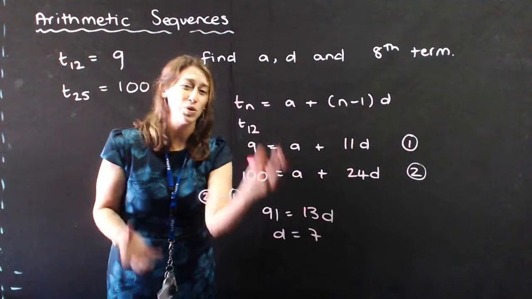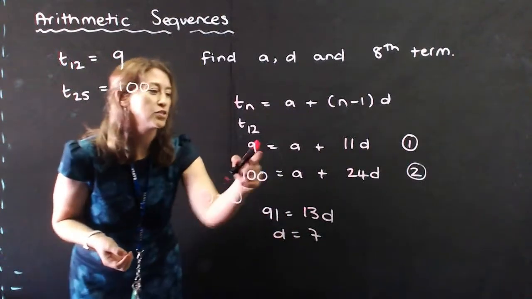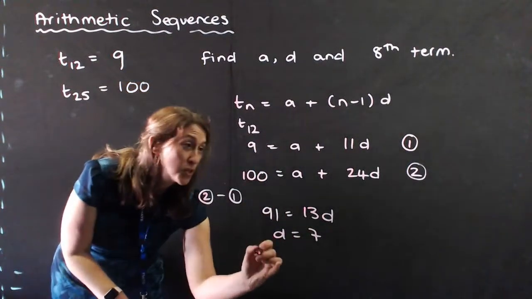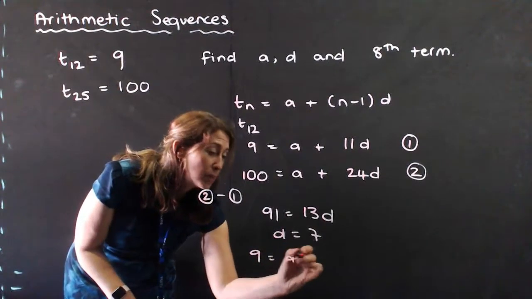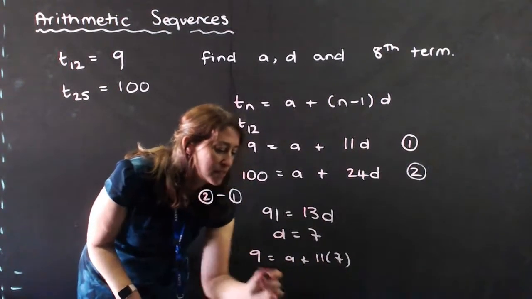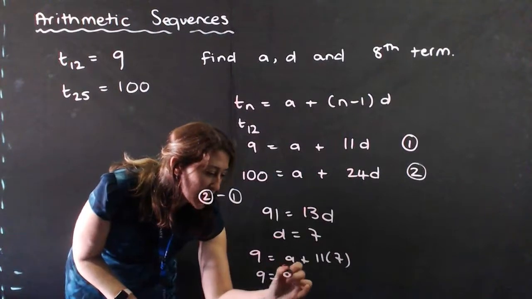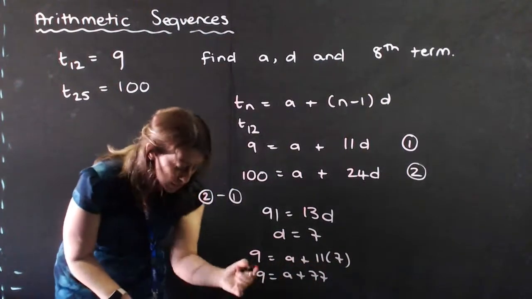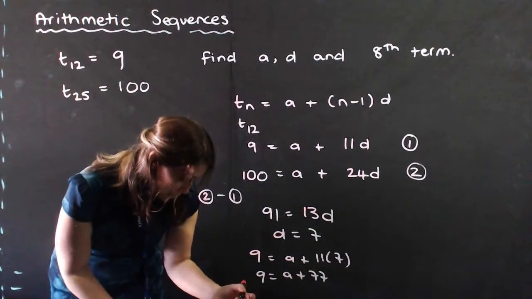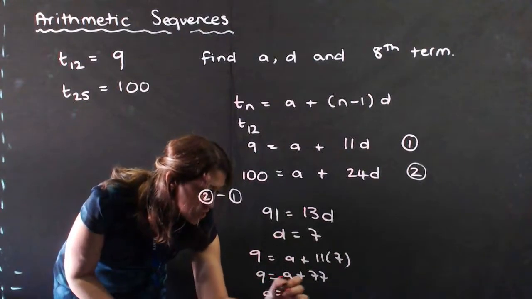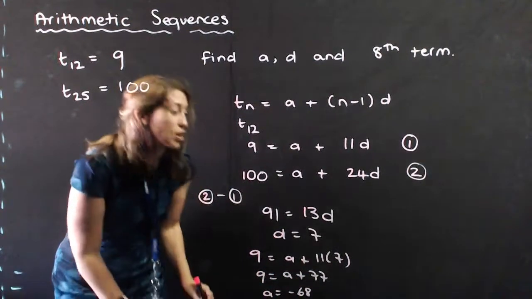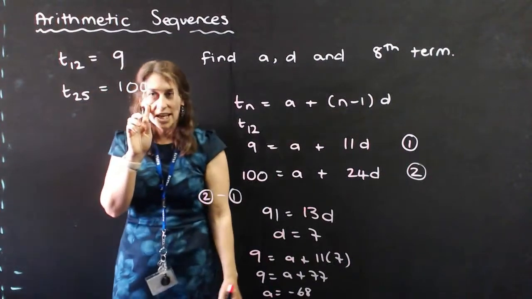Now I can choose equation 1 or equation 2 to find the value of A. I'm just going to use equation 1. So 9 equals A plus 11 lots of 7, which is 77. So 9 equals A plus the 77. Subtracting the 77 gives me minus 68. So the first term of our sequence, it's right at the bottom of the screen there, is minus 68.